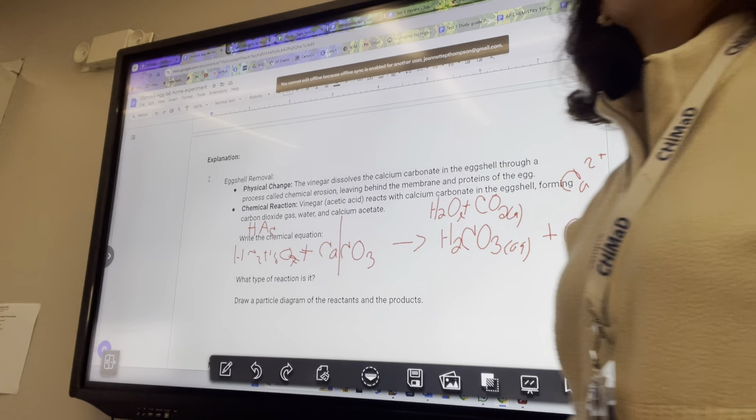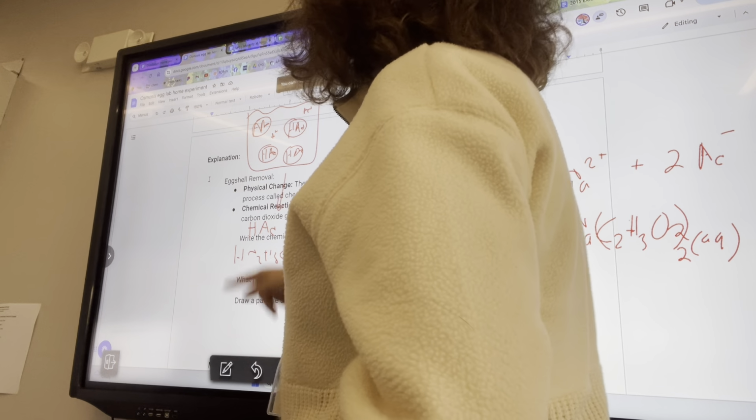I'm trying to think about how I'm going to do the particle diagram. I know the vinegar will be all together, and it's going to be mainly HAC. I just didn't want to write the whole thing, so I put HAC. That will be easier. It's mostly HAC. But for the equation, what did you just change? I'll show you as soon as I get it. You're going to have one that dissociates into H plus and AC minus. That's how you draw that one.